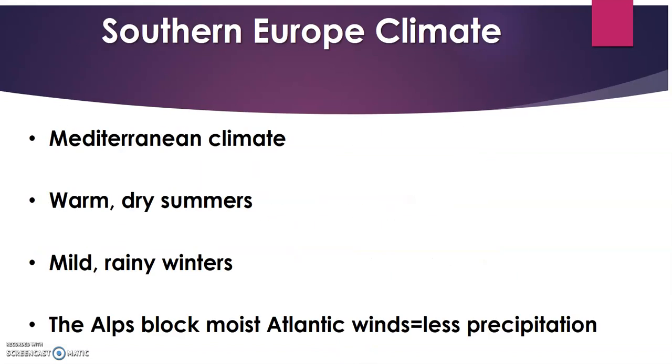All right, now onto the Southern Europe climate, which has a Mediterranean climate, which includes warm, dry summers and mild and rainy winters. The Alps block the moist Atlantic winds, which leads to less precipitation in Southern Europe.